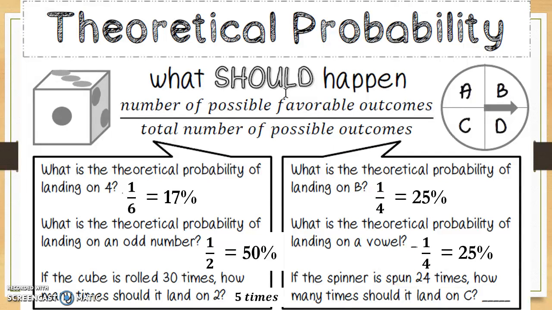And if the spinner spun 24 times, how many times should it land on C? So 1/4 will equal 6 out of 24.